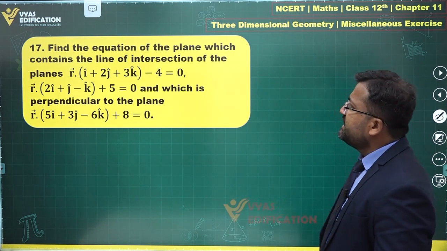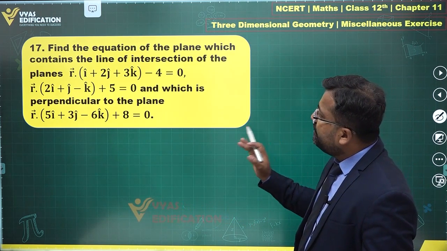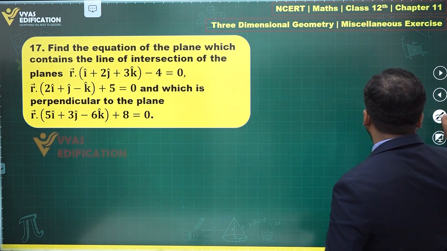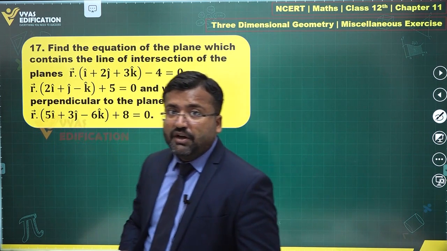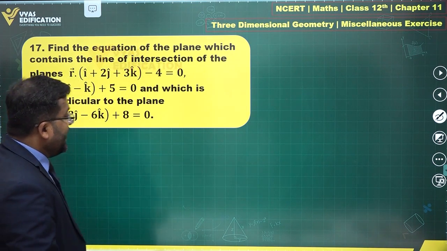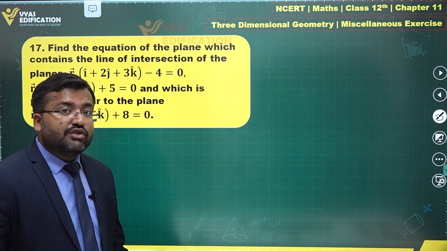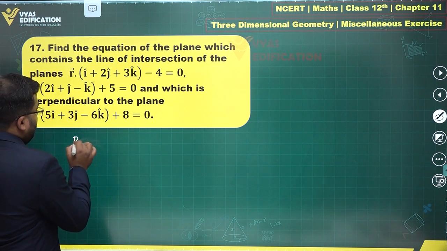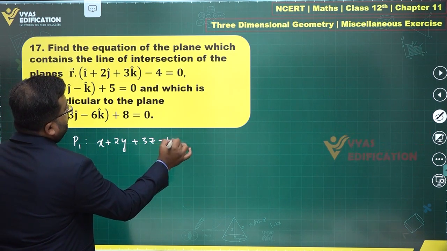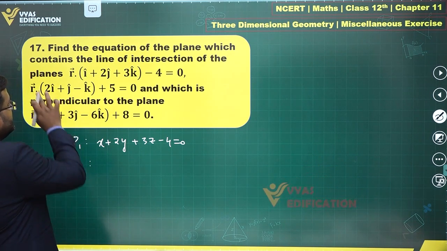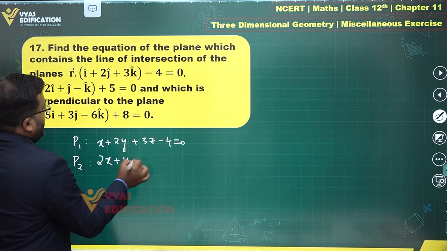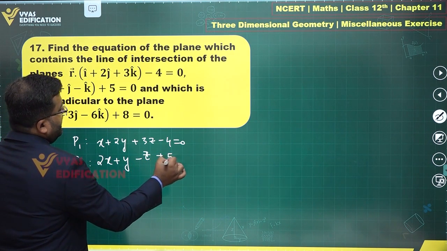Question number 17 says, find the equation of the plane which contains the line of intersection of the planes this and this. Okay, once again we are talking about family of planes, and which is perpendicular to the plane this. So let's take a look at the two planes P1 and P2 first, and then we can talk about the family, that is P1 plus lambda P2. In that form, it is easier if you write the equation of two planes in the Cartesian form. So let's do that. The plane P1 will be x plus 2y plus 3z minus 4 equals 0. P2 will be, simply replace r vector with x i cap plus y j cap plus z k cap, becomes 2x plus y minus z plus 5 is equal to 0.